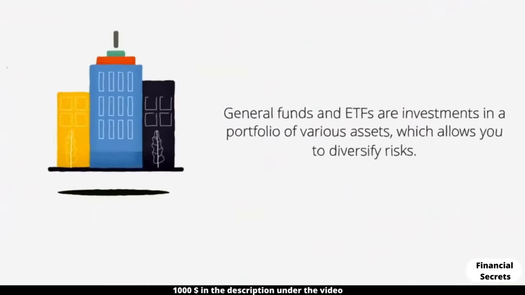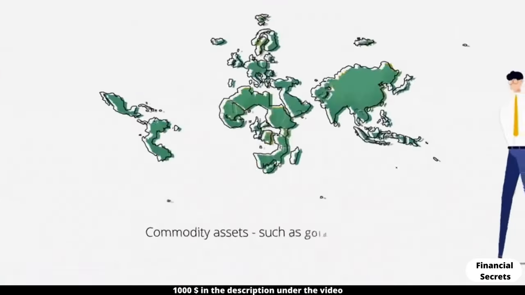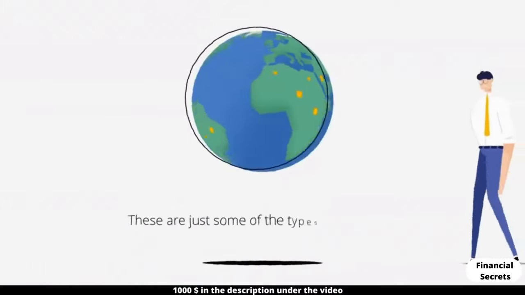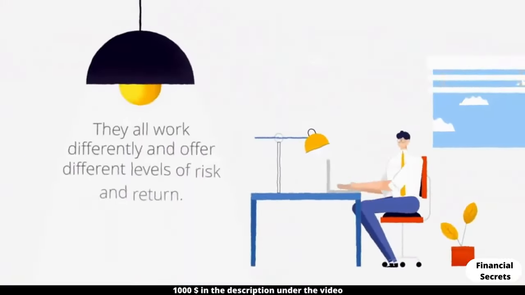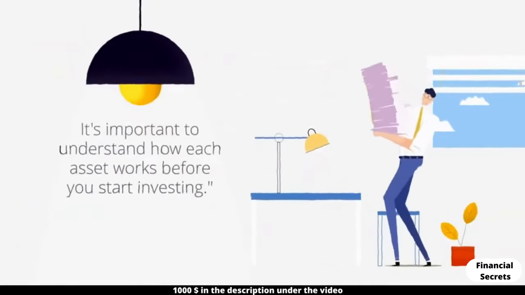Mutual funds and ETFs are investments in a portfolio of various assets, which allows you to diversify risks. Commodity assets, such as gold, oil, grain, which depend on the global economy and political environment. These are just some of the types of assets that you can invest in. They all work differently and offer different levels of risk and return. It's important to understand how each asset works before you start investing.